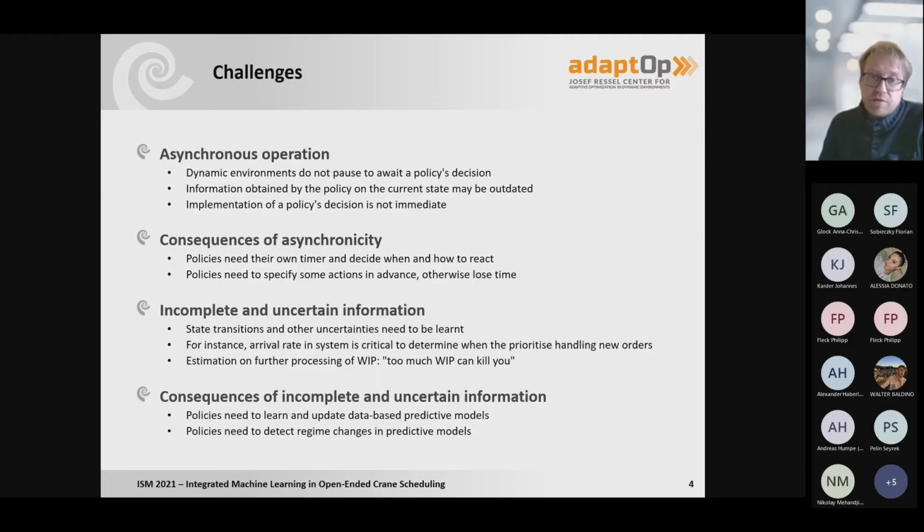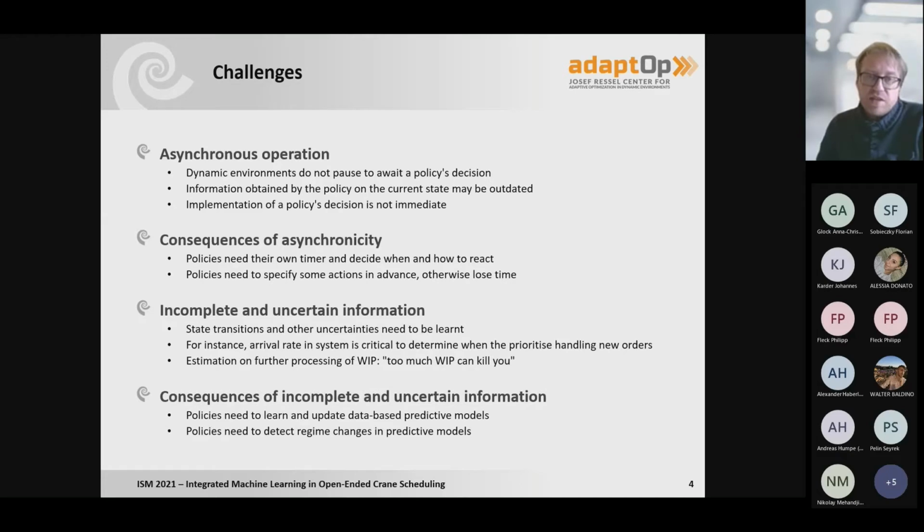Okay, so I have already noted some challenges. Just reiterate a little bit. We have, especially as you already saw before, the asynchronous operations. So you have the dynamic environments that are going out of sync. You have the optimizer and the decision. This is very important and is very realistic to consider.